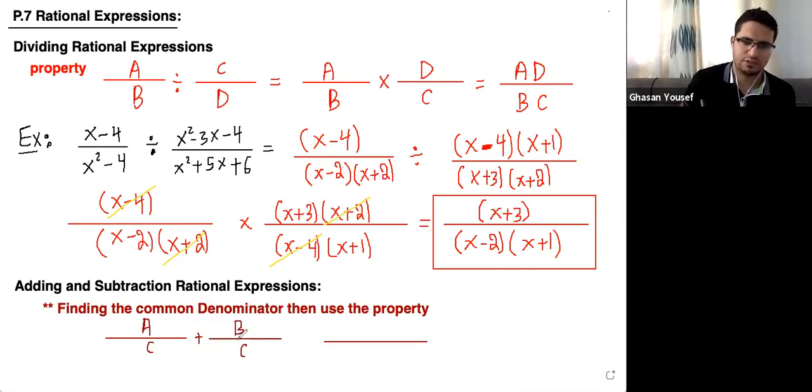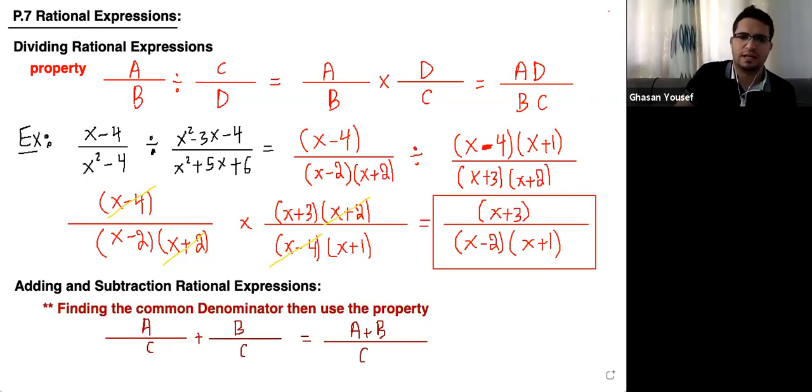Why? Because we find the common denominator. So the c are equal. So now we just add the numerator from the first fraction and the numerator from the second fraction. So here I can get a plus b over c. So the question now, how can we find the common denominator? The best way to find the common denominator is by using the least common denominator.